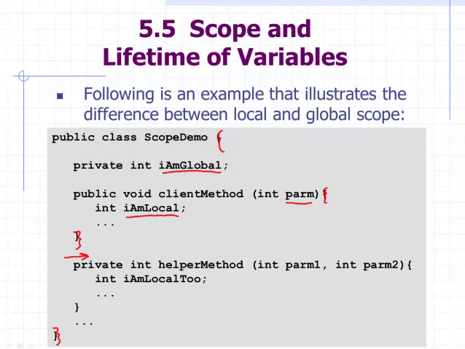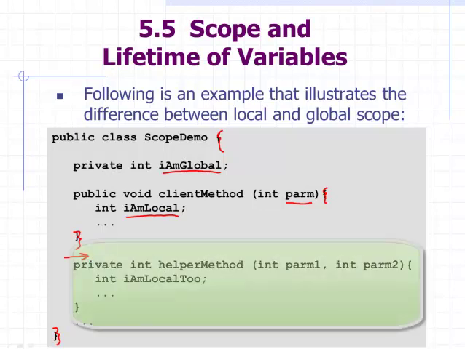And this is just another example here. If I were to ask you how many local variables does helperMethod have, you would notice the open and close curly brace. The easy one to remember is local is this one, iAmLocal2, but parm1 and parm2 are also local to the method.